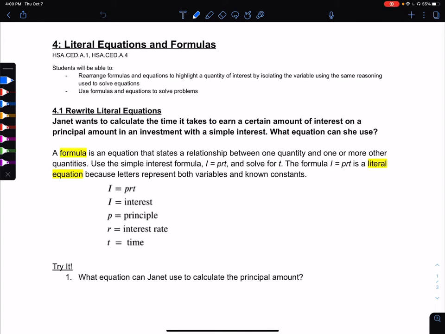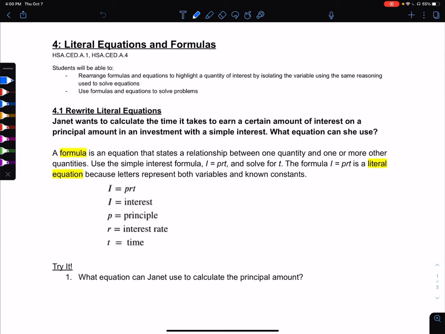In this video, we're going to look at topic 4, example 1, where we rewrite literal equations. So we're told Janet wants to calculate the time it takes to earn a certain amount of interest on a principal amount and an investment with simple interest. What equation can she use?